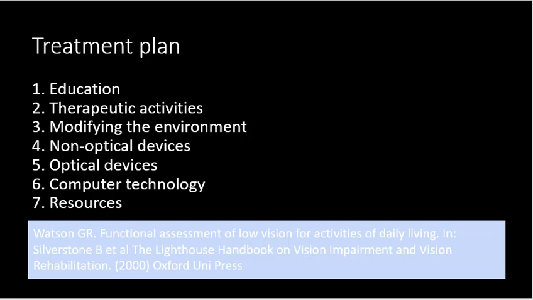Step 2 is offering therapeutic activities, for example, eccentric viewing training, scanning, which we're learning as part of this module, and reading training. Step 3 is modifying the environment, so using size, contrast, colour, lighting, and glare to make changes to their everyday area to improve their functionality. Step 4 is implementing non-optical devices. Step 5 is using optical devices such as magnifiers. Step 6 is offering computer technology, and step 7 includes other resources.